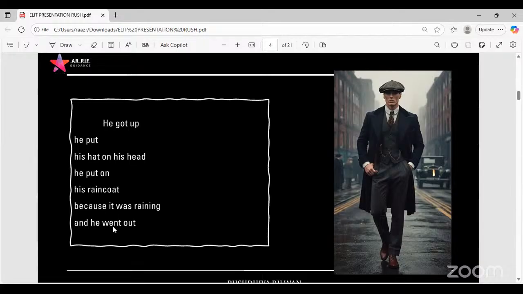He got up. He put his hat on his head. He put on his raincoat because it was raining and he went out. So, guys, this is the third stanza. Now the man moves from the table to the door. So you imagine what I say. Again, we see every step: standing up, wearing his hat and putting on his raincoat, then leaving. So I have given you all a picture clearly. You can see the picture.